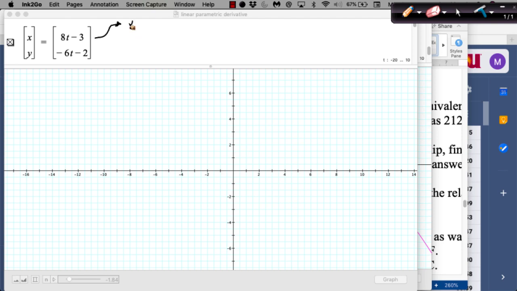So you solved for t. Yes. t equals x plus 3, x plus 3 all over 8. And then? Right. And so then we get? Negative 6, and then x plus 3 over 8 minus 2. Okay, and if we do all the math, we get?